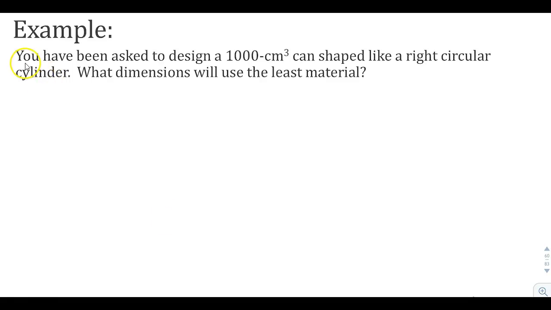Alright, here we go. You have been asked to design a 1,000 centimeter cubed can shaped like a right circular cylinder. What dimensions will use the least material? So I'm going to go ahead and draw a right circular can, a right circular cylinder. And we're talking about its volume. We're told that the design needs to be 1,000 centimeters cubed. We're talking about the dimensions. So I'm going to label the dimensions as r and h generically, the radius and the height.